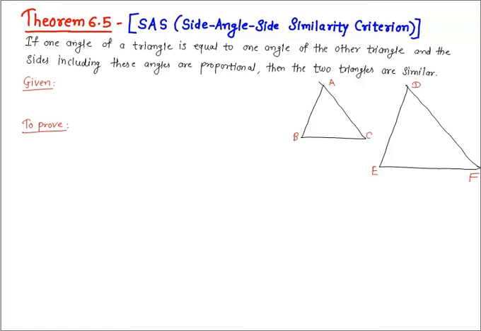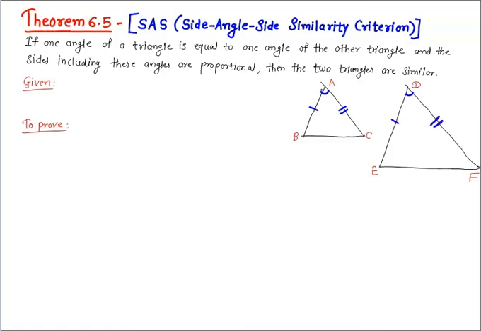Let's say we have two triangles, triangle ABC and triangle DEF as shown in the diagram. And if one angle of triangle ABC, let's say angle A, is equal to one angle of triangle DEF, let's say angle D, and if the sides including these angles are proportional, that means sides including A are AB and AC, and sides including D are DE and DF.